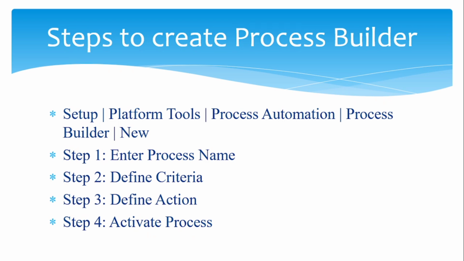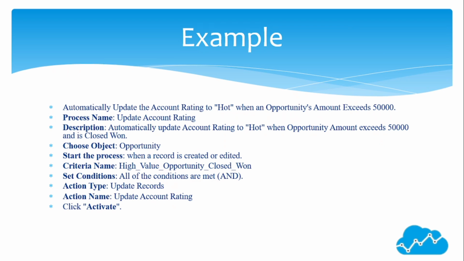Steps to create a Process Builder: Setup, Platform Tools, Process Automation, Process Builder, New. Step 1, enter process name. Step 2, define criteria. Step 3, define action. Step 4, activate process. Let's see an example.